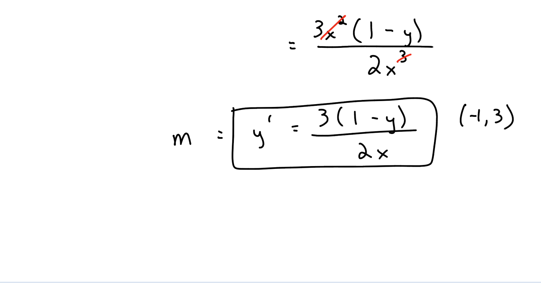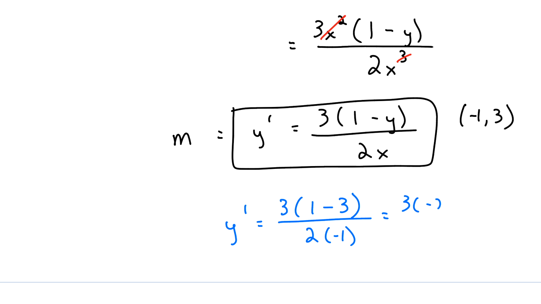So that process would look like y prime equals 3 times 1 minus y, here my y value is also 3, all over 2 times x, that's 2 times -1. So in my numerator I should have 3 times -2 all over -2. We can either simplify, I would just cancel the -2's now, and then that means that y prime is equal to 3. So when we evaluate our derivative, when we try to find the slope of a tangent line, we are going to need both an x value and a y value in many, not all cases, but in many, many cases.